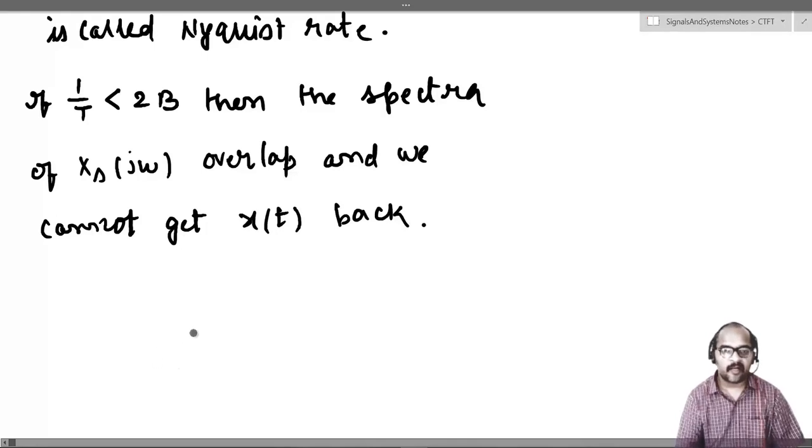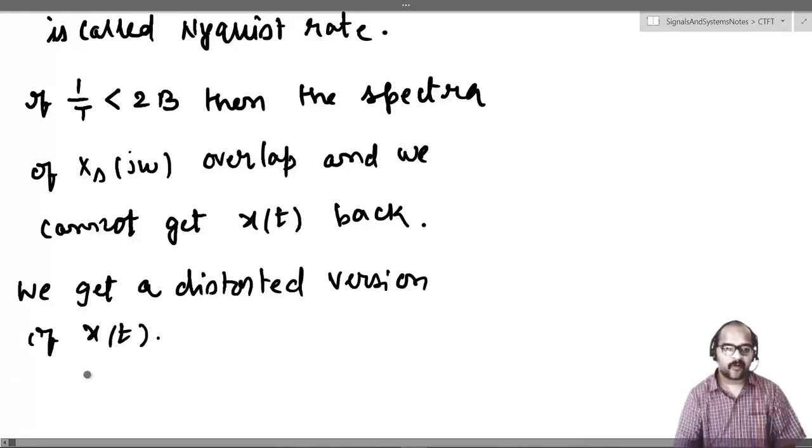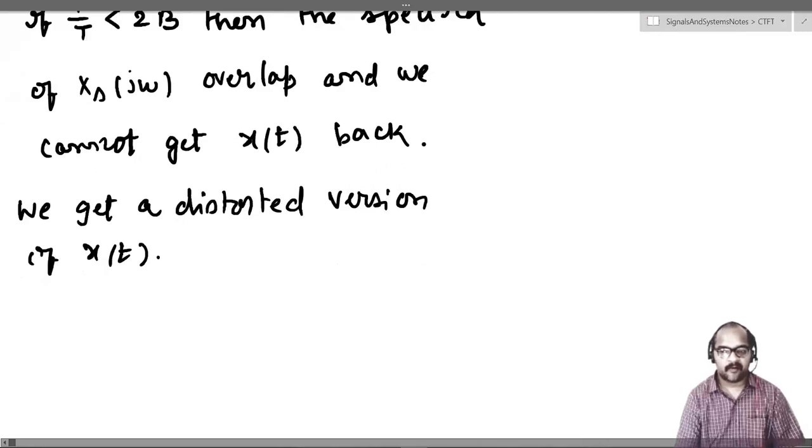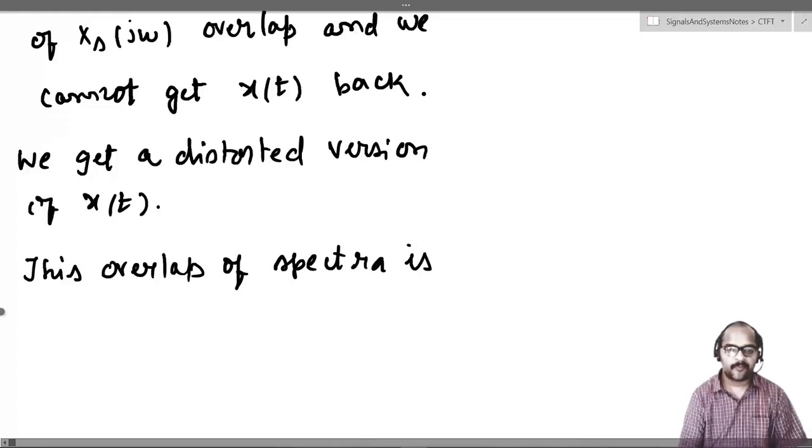Indirectly it means x of t will get distorted. So what do we get? We get a distorted version of x of t, or some different x of t. This overlap of spectra is called aliasing.